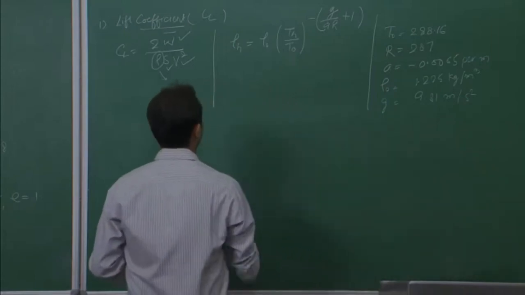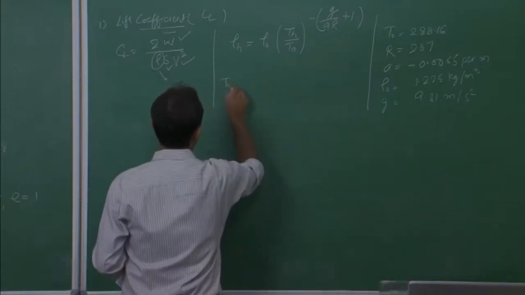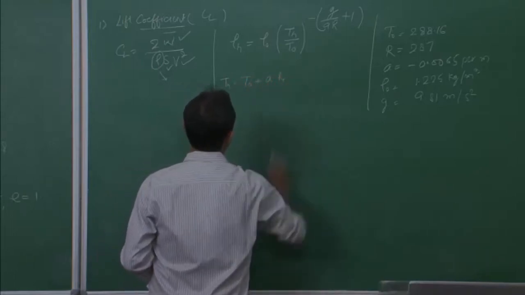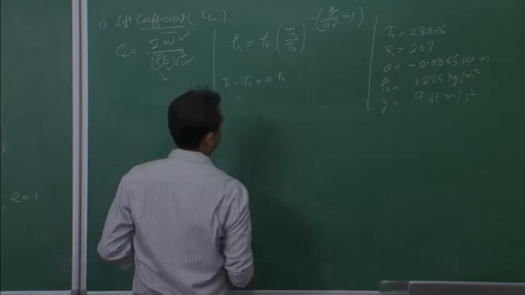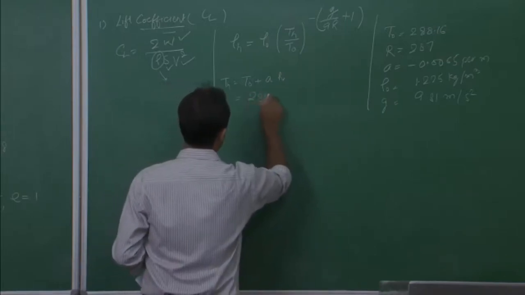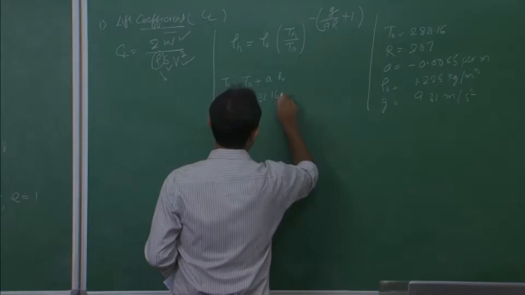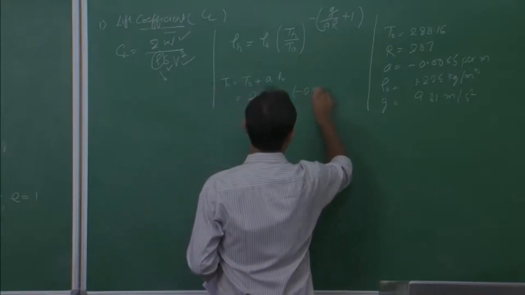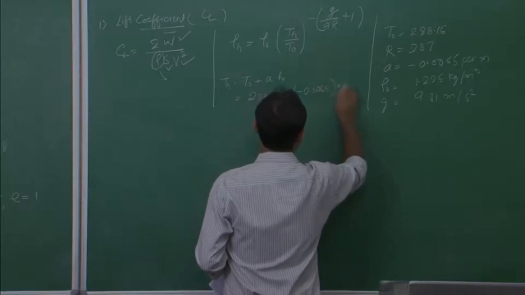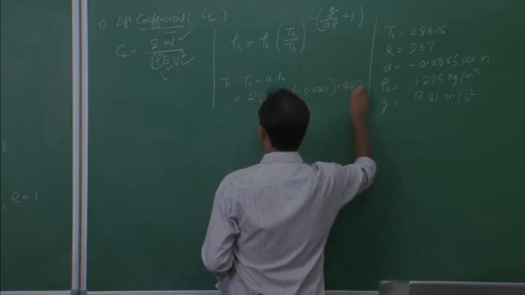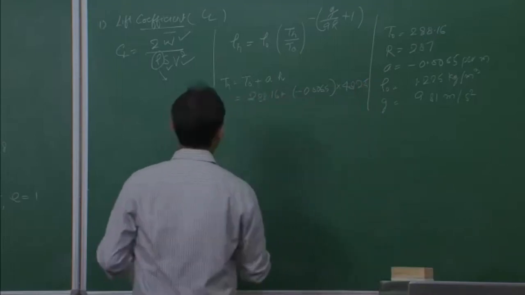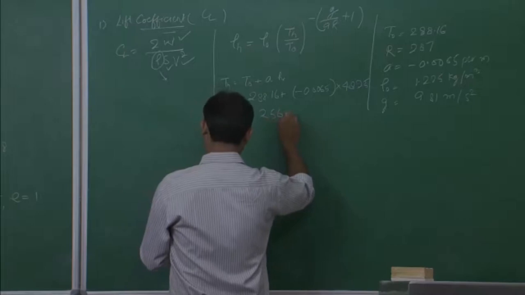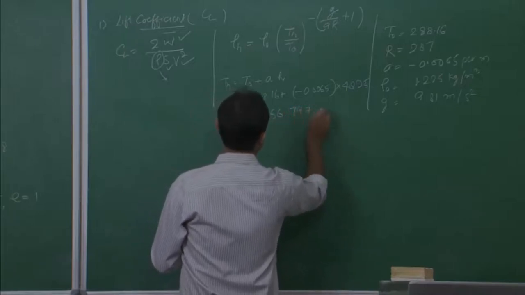So first we have to calculate Th. Now Th is given as T naught plus a into h. T naught we know it's 288.16, plus a is minus 0.0065, h is 4825, which will give Th as 256.797.